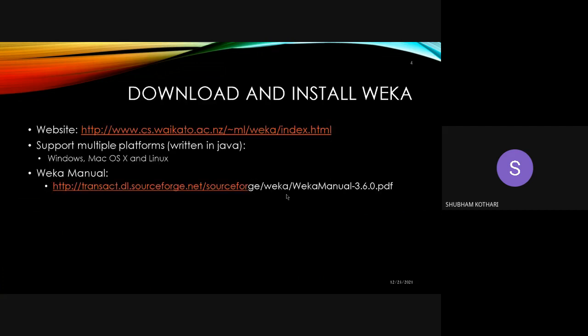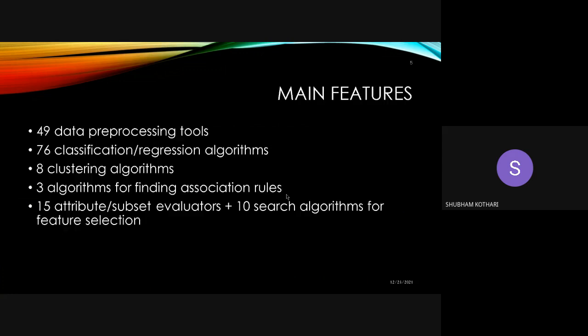How to download and install Weka? The website is http://www.cs.waikato.ac.nz/ml/weka/index.html. It also supports multiple platforms, as it is written in Java. It runs on Windows, Mac OS X, and Linux. The Weka manual is also there.